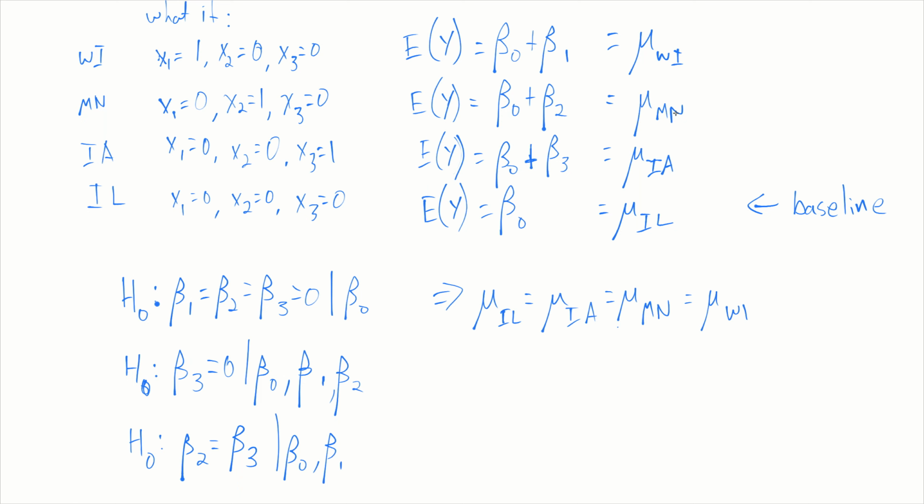So we can use our additional sums of squares test to test quite a variety of interesting hypotheses. So again, this is the same as a one-way ANOVA, but it's recasting it in a slightly different way.